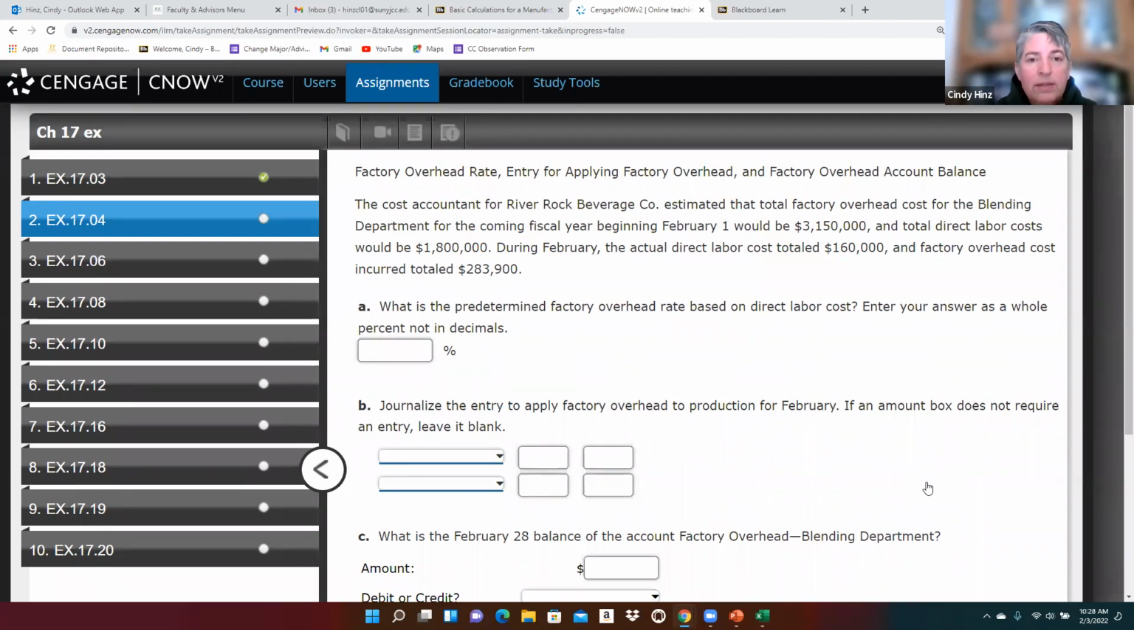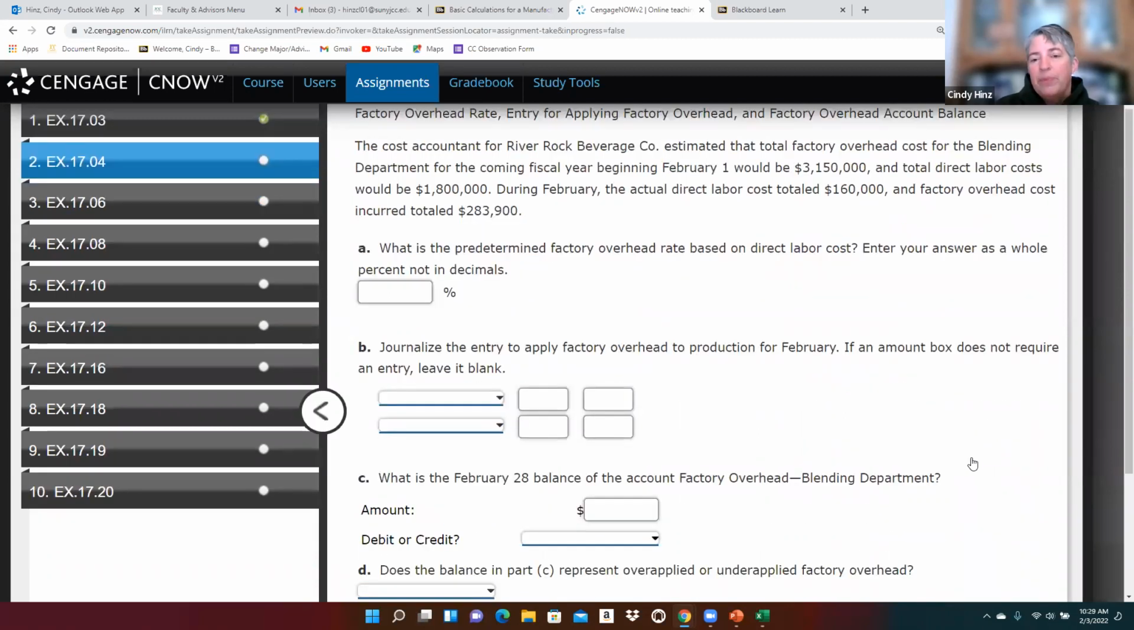So let's look at exercise number 2, factory overhead rate and entry for applying factory overhead. This is something we have really already done in the previous chapter. So this isn't new information, but the reason I chose this exercise for this chapter is just to remind you that the factory overhead allocation still happens for a company that uses process costing, and it would happen in every one of the departments. So we've really already talked about that as well. So let's go through this exercise. It will help reinforce some of what we learned in chapter 16.